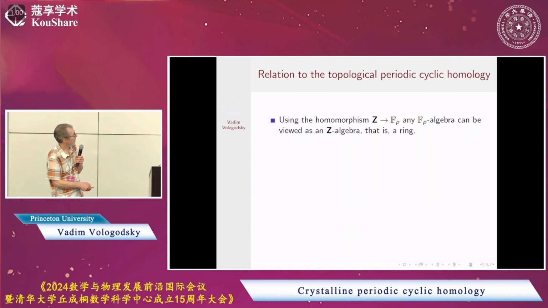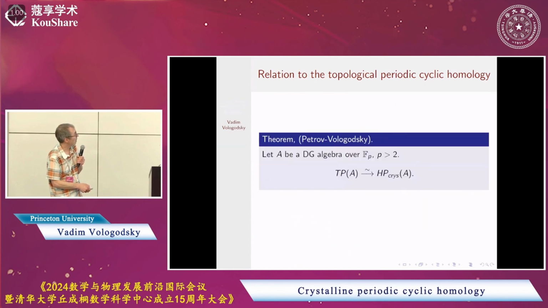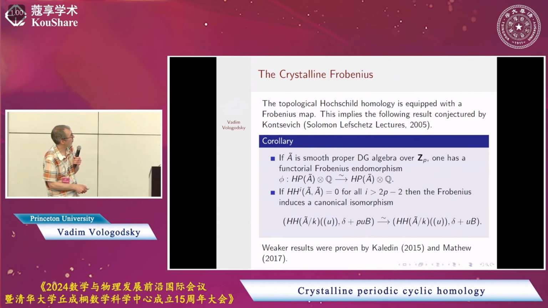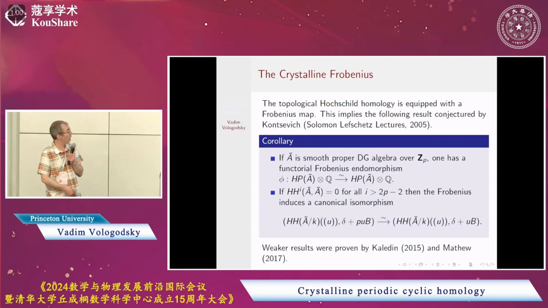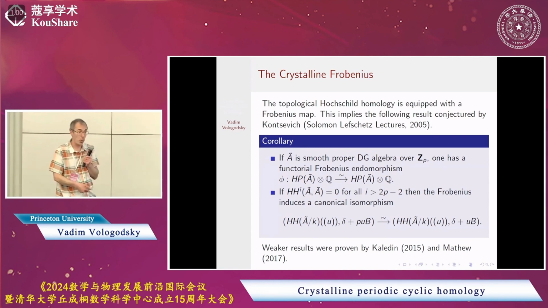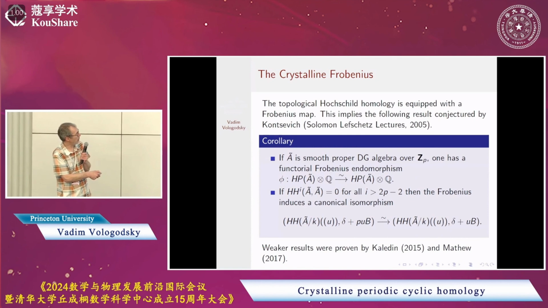But what I want to say is, just maybe the last slide. So there is a comparison with topological periodic cyclic homology. But the last result I want to state is this: remember that we want to have a crystalline periodic cyclic homology of algebras over Fp, and we also want to have Frobenius. So the claim is that by using some comparison with topological periodic cyclic homology, if I start with any smooth proper DG algebra over Zp, then there is a canonical endomorphism of rational vector spaces. So you take just HP of your algebra, tensor it with rational numbers.